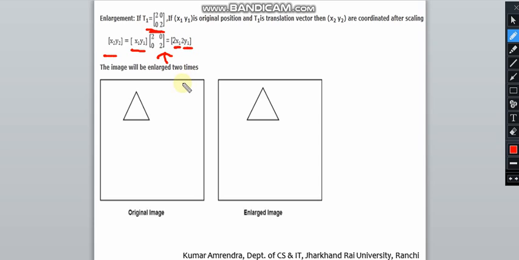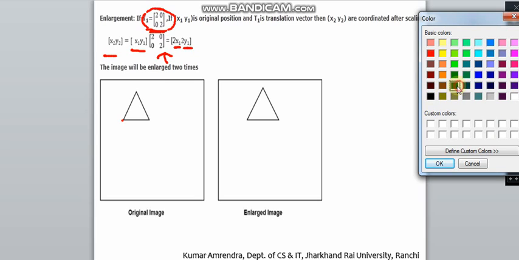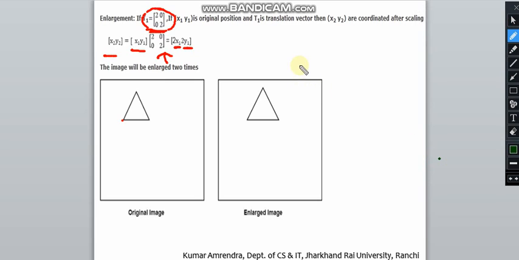In this case, whenever we have to enlarge by 2, we have to multiply the value of x with 2, and in the case of y, if we have 2 as its scaling factor, we will multiply it with 2. Here we can see this is the original object and this is the enlarged one, and similarly we will increase all these 3 points. As soon as we increase these three points, it will result in the new enlarged image.